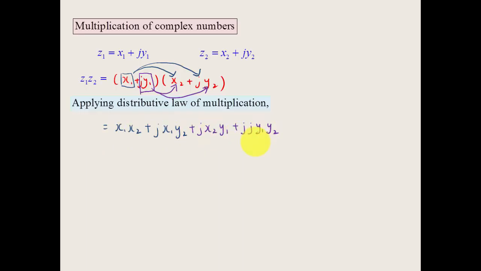Now let's tidy things up. So x1 times x2, there's nothing I can do about it. I'll just copy down. Over here, plus jx1 y2 plus jx2 y1, since they both have j attached to it, I'm going to write down it as plus j and then apply a pair of brackets where the inside will be x1 y2 plus x2 y1. Now let's look at the last term. J times j is j squared.